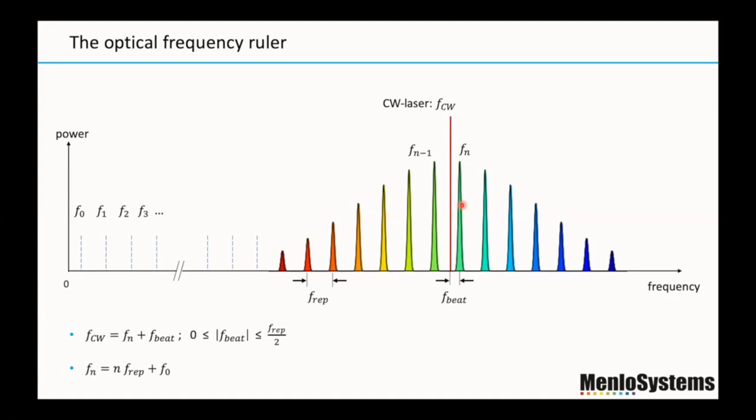The spacing between these two is the beat signal. And a way to know if this is to the left or to the right of this mode is by increasing slowly the repetition rate.